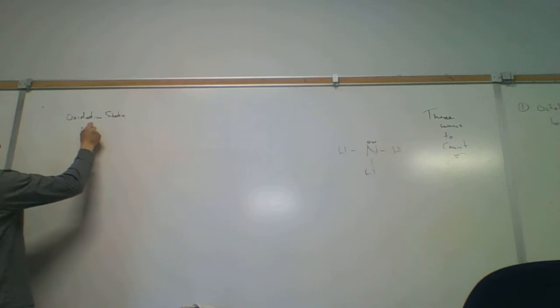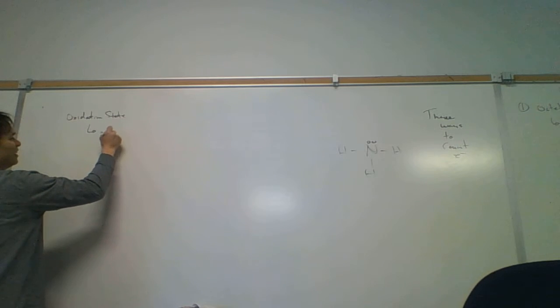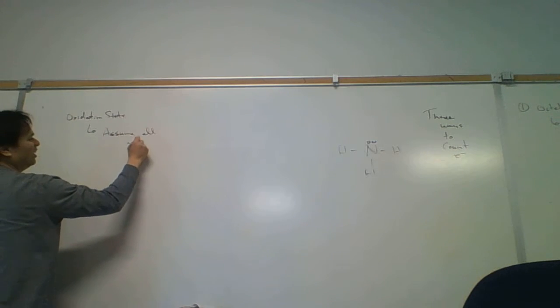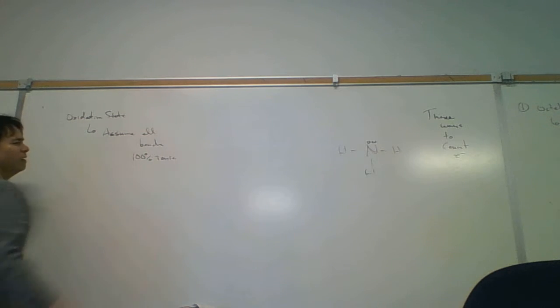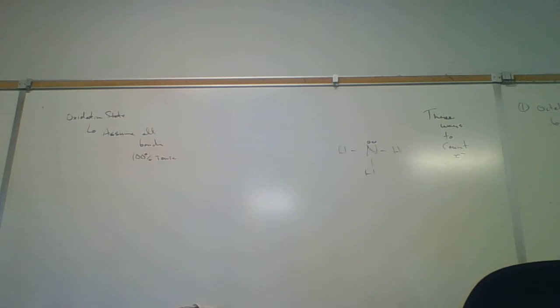In oxidation state, we assume that all bonds are 100% ionic. You remember polarity, we have different polarities for the bonds, from non-polar to polar covalent to ionic. And so, what would the nitrogen-hydrogen bond be? Would that be non-polar? Would that be polar covalent? Or would that be ionic? We would need the electronegativities to figure that out.